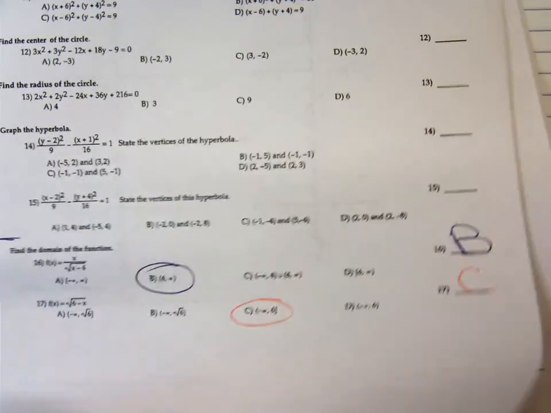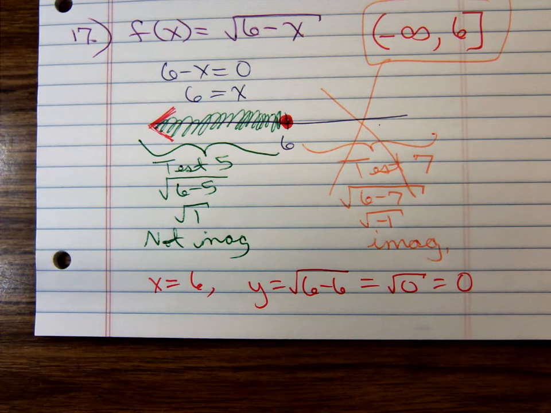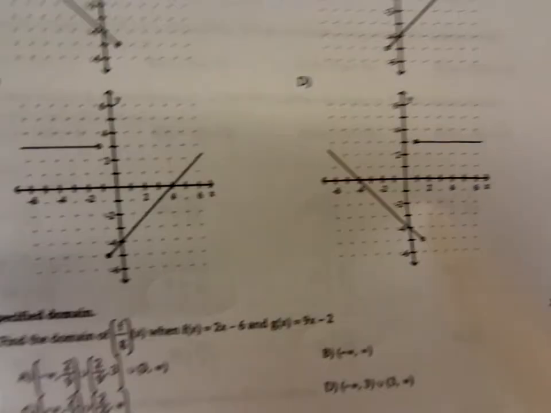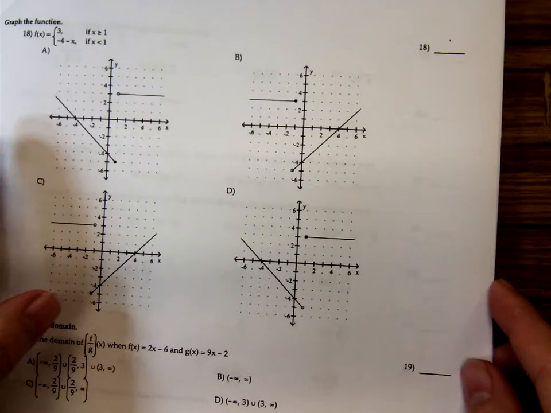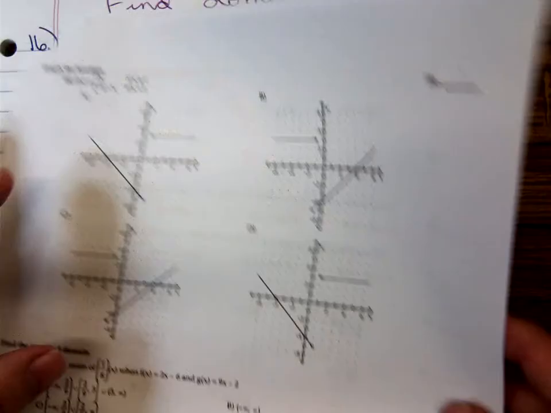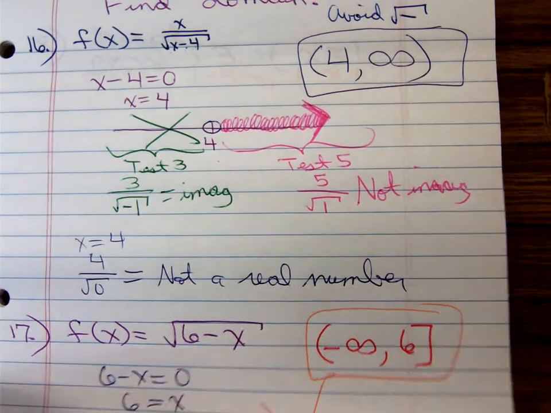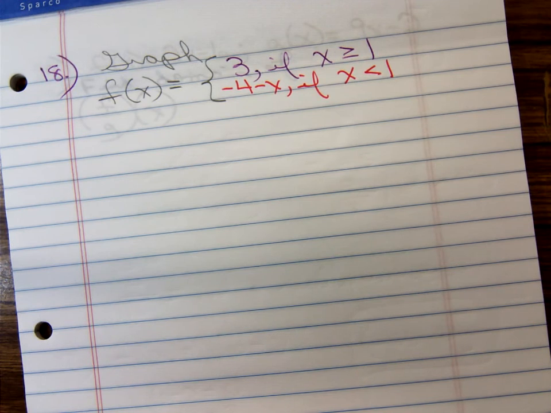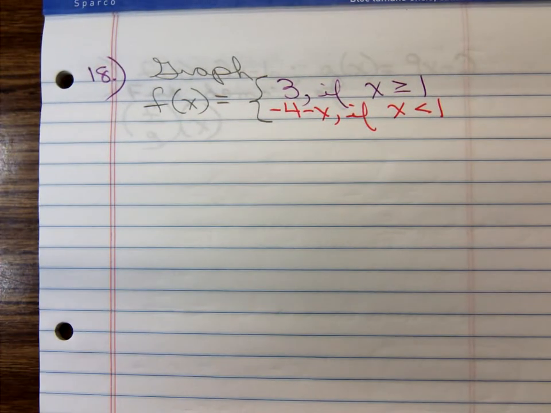Number 18. It is a piecewise function. They want us to draw the graph, and I've rewritten this right here. Here's the function that we're going to be graphing.